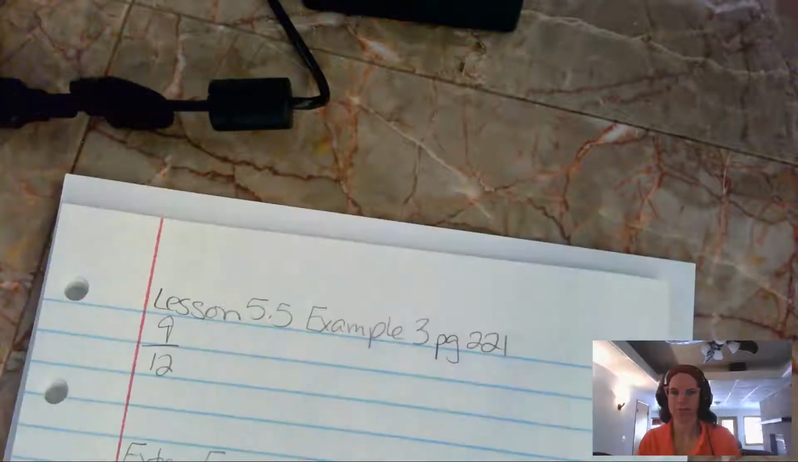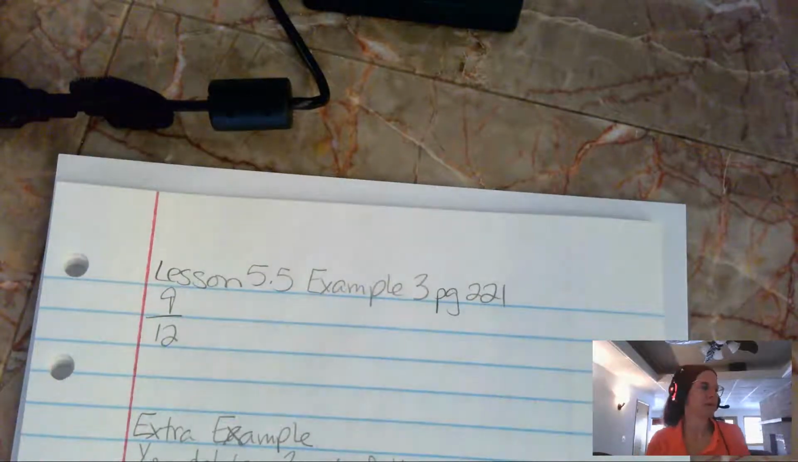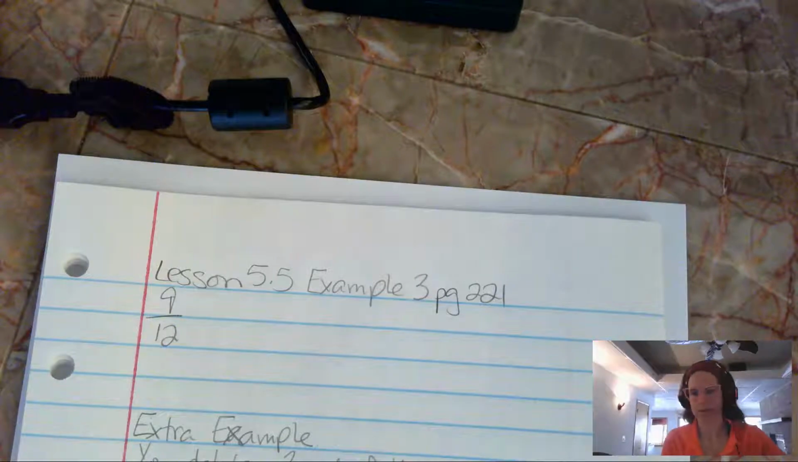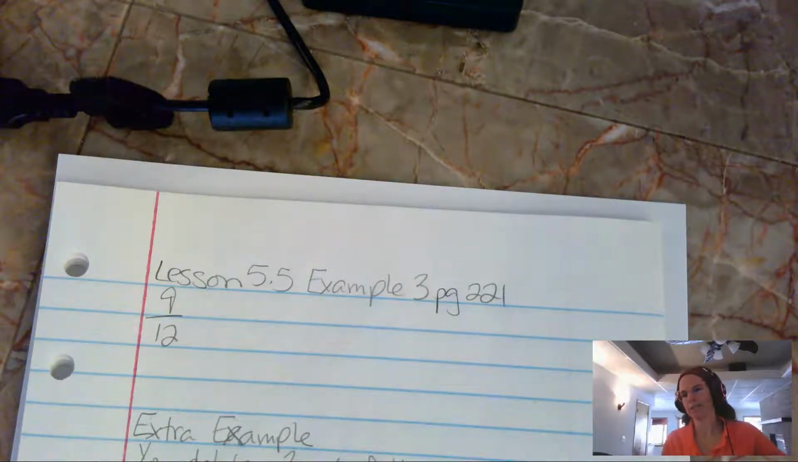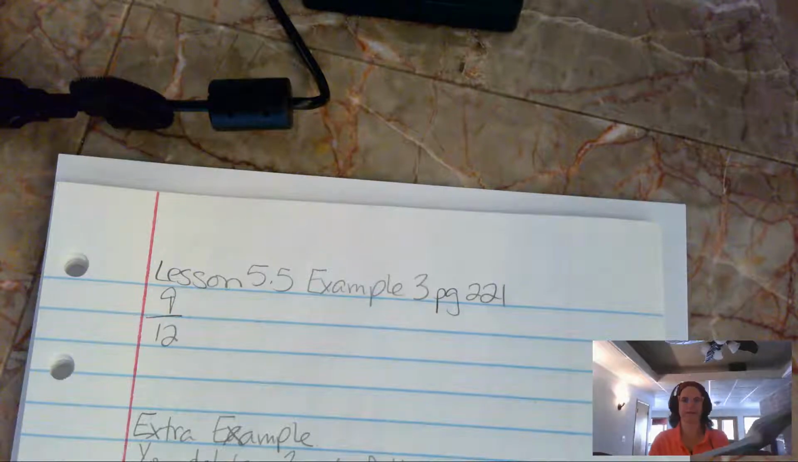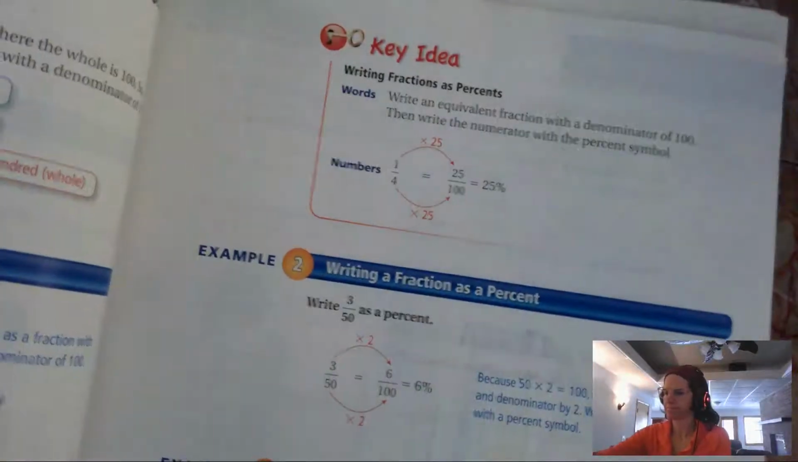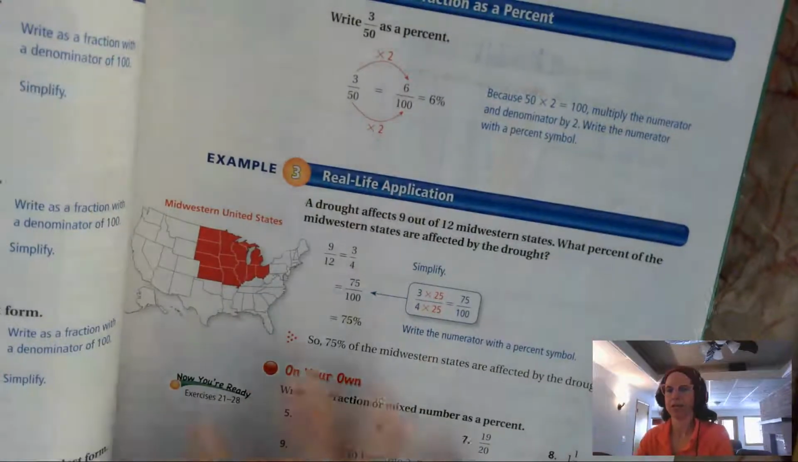All right, so we're going to go over these examples. And I'm going to show you the method that's in the book. There are a couple other ways that we can do this math, but I want to try to teach you this one, and then you're going to have some practice to get it done, okay? So I'm looking right here at this example 3, real life application.